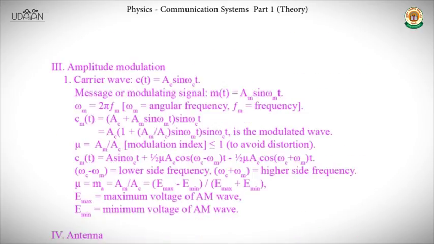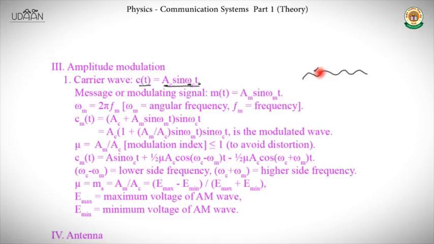Okay, next we move on to amplitude modulation. I'll just give you a few properties and some formulae related to amplitude modulation. First we have the carrier wave equation. As we all know, the carrier wave equation is a basic wave equation, that is c(t) equals Ac sine omega c t. Here Ac is the amplitude, and omega c is the angular frequency multiplied by time. So the carrier wave is a sine wave.